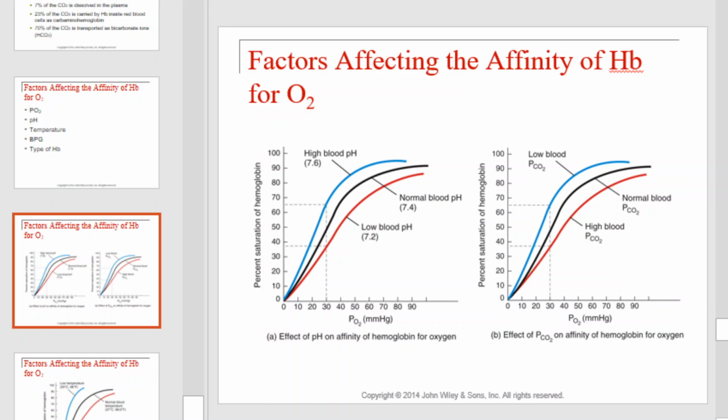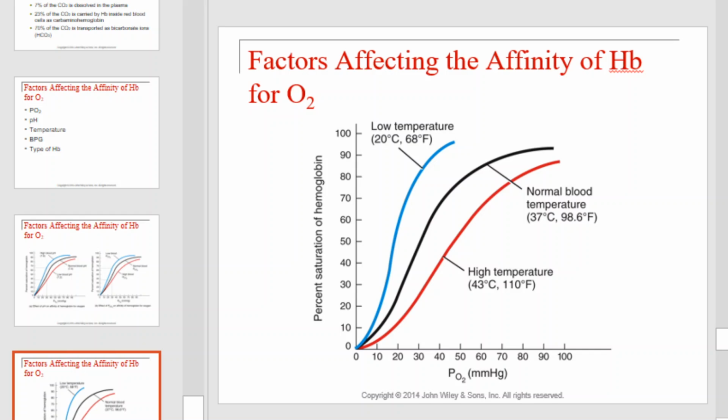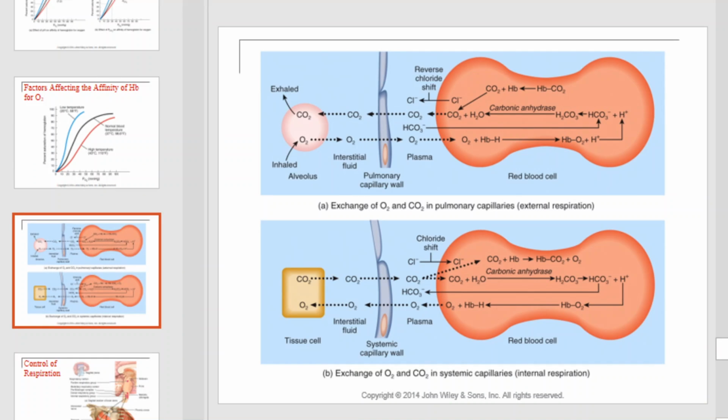As you look closely at this particular diagram, you can see a variance in the affinity oxygen has for hemoglobin by changing the pH. This illustrates a difference in affinity for hemoglobin based on temperature. And this graphic illustrates the on and off loading of oxygen and carbon dioxide in internal and external respiration.